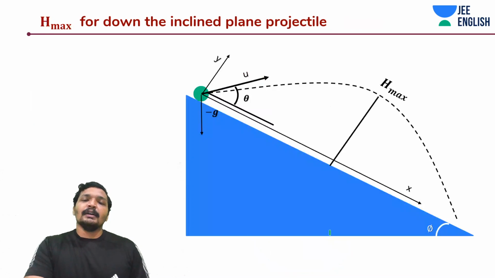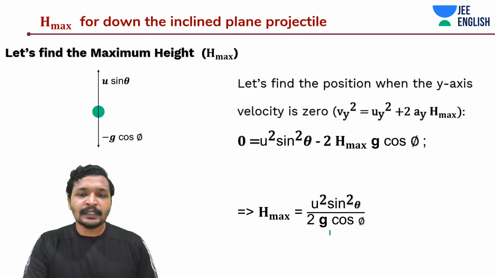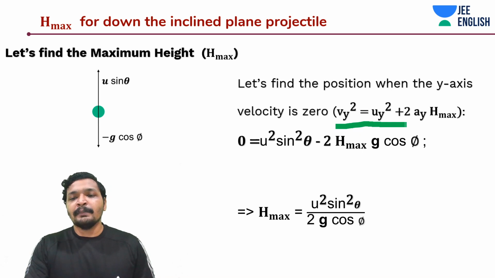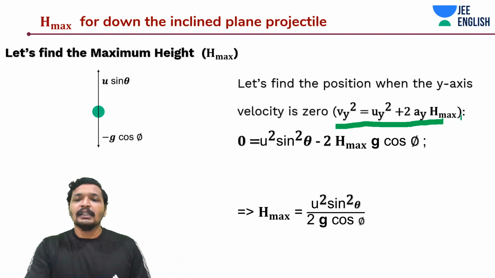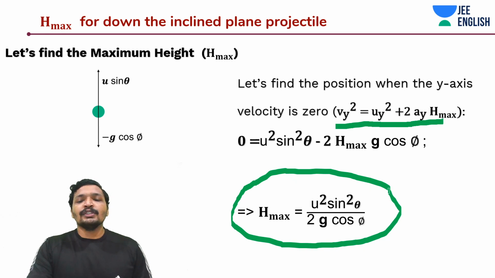And what about maximum height? Same thing. Vy squared is equal to uy squared plus 2ay into h max. In this case, you would simply do the same thing and you would get the answer as u squared sin squared theta by 2g cos phi.